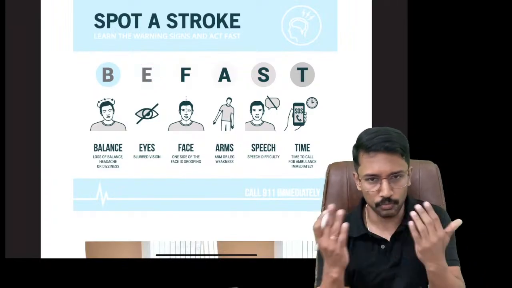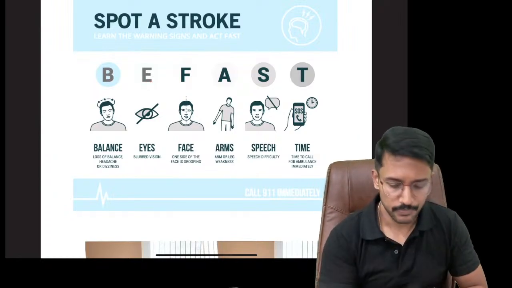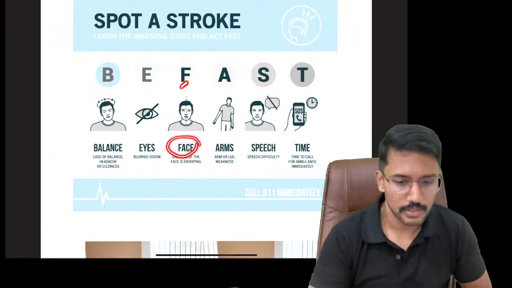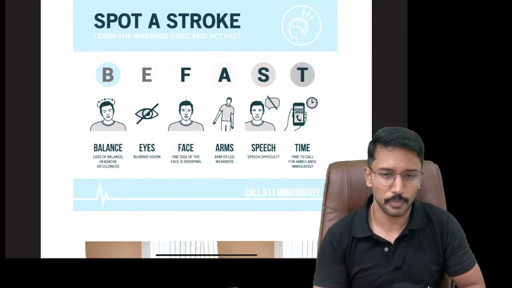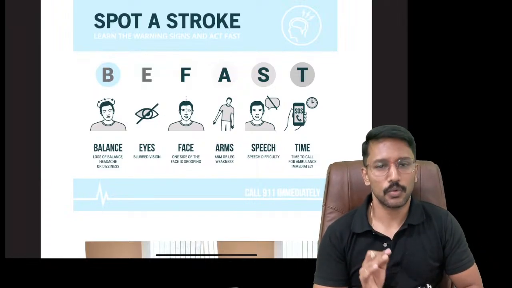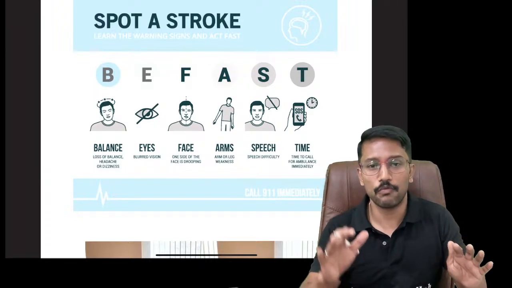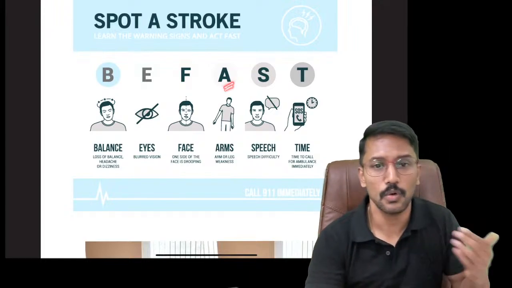If the patient is not able to move the eyeballs or not able to see properly, that is E. F here refers to face. If the patient notices any asymmetry of the face, it indicates facial nerve palsy or stroke. And if the patient or attenders notice any weakness of one or both arms, A here refers to arm.